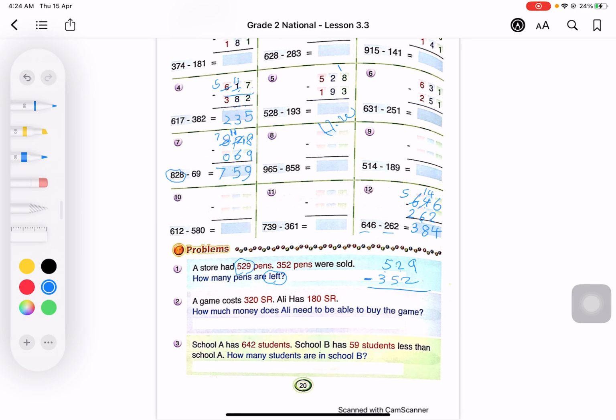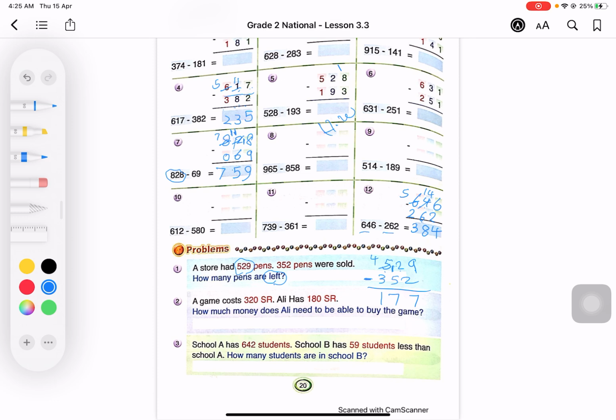Start 9 minus 2. Can the 9 give you 2? Yes, 7. Can the 2 give you 5? No. Regroup. This will be 4 and this will be 12. 12 minus 5, the answer is what? 7. 4 minus 3, the answer is 1. So how much is left? 177.